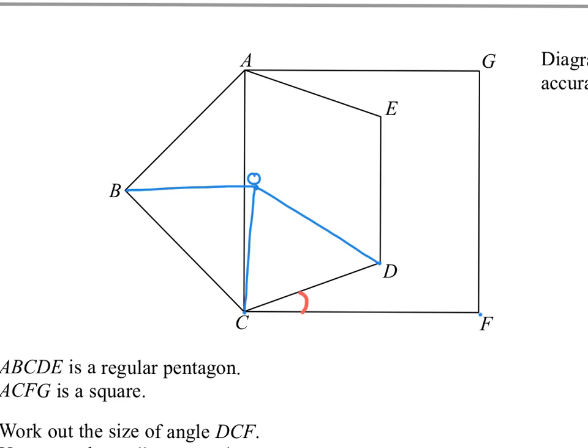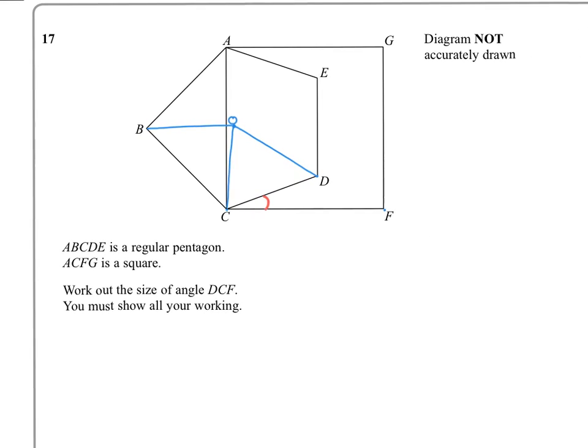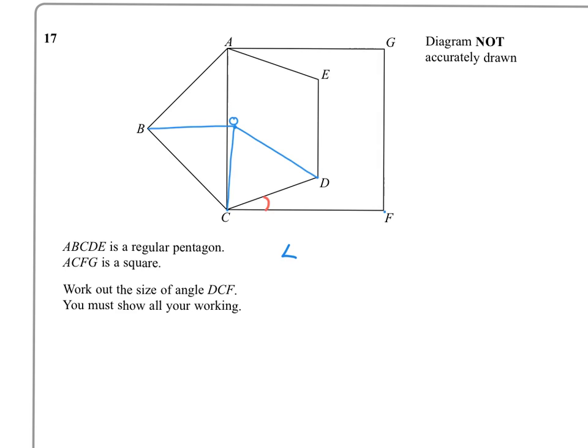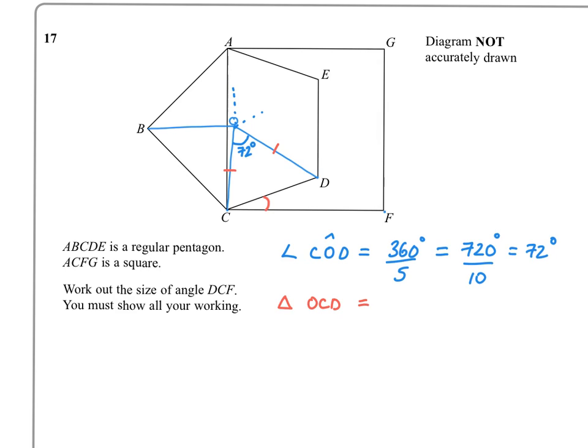So, first things first, I know that angle COD is 360 degrees divided by 5, because there'd be 5 of these coming off. Okay, so each of these angles will be a fifth of a whole turn. And if I don't know that, I can just double out of trouble and say that's 720 over 10, which is 72 degrees. So I know that's 72 degrees. Then I know that this is an isosceles triangle, so I can say triangle OCD is isosceles.